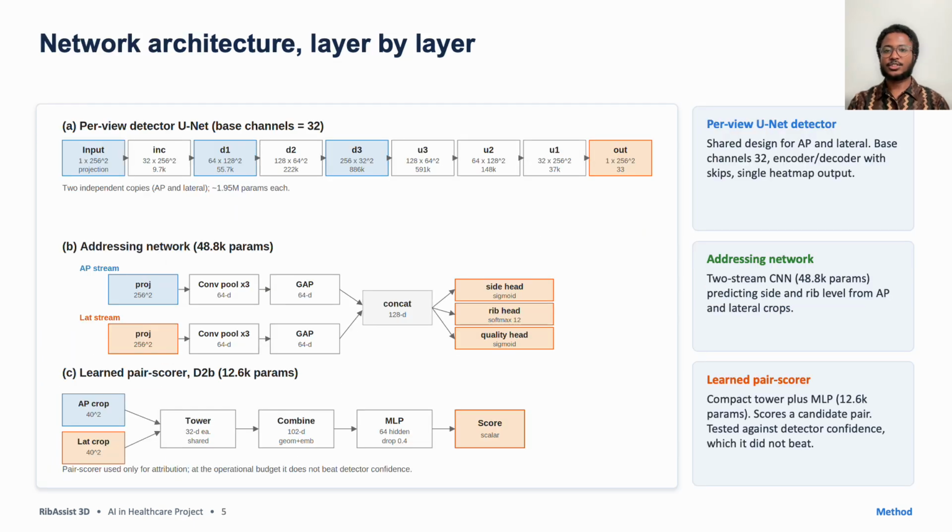The project uses three learned components. The first component is the fracture detector. It uses two U-Net models, one for the AP view and one for the lateral view. The second component is the addressing model, and it uses information from both views to predict the side and the rib level. The third component is an experimental pair scoring model, and its purpose is to test whether the local image appearance could improve cross-view matching. The models are intentionally compact. The goal was to study the matching problem while keeping the system efficient enough for future deployments in low-resource healthcare settings like rural Ethiopia.